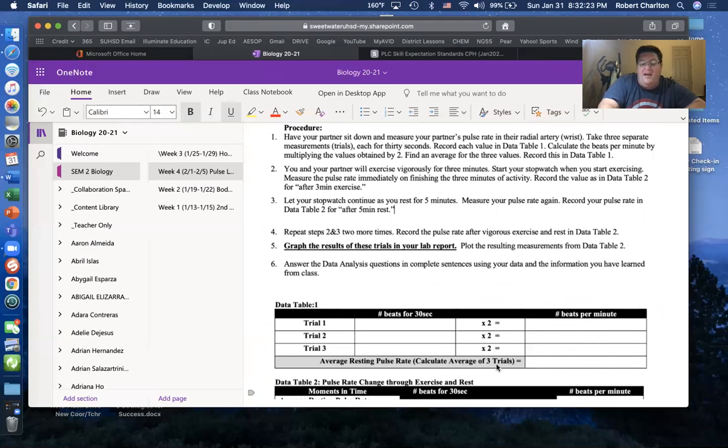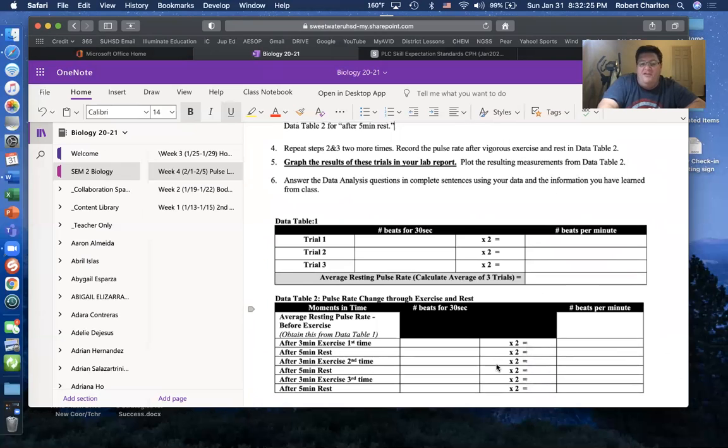I'm going to find the average. If you don't know how to find the average, it's like finding GPA. You add all three up and you divide by 3 because there are 3 numbers here. So that's how you get the average resting heartbeat. And what I mean by resting heartbeat or resting pulse rate is when you're just normally resting, you're not doing too much crazy stuff, what is your heart rate?